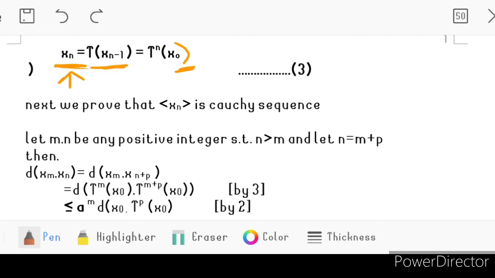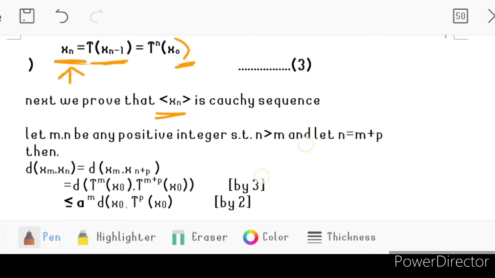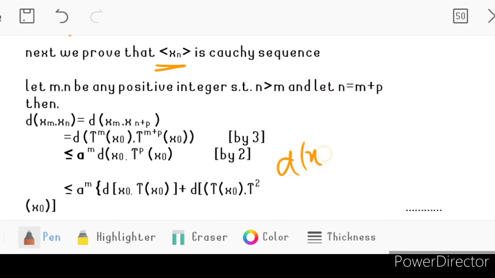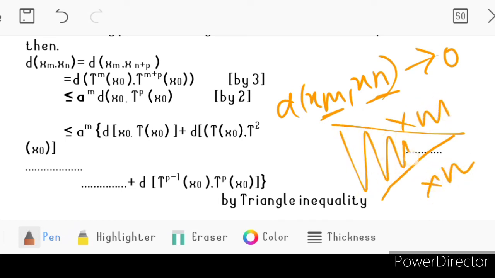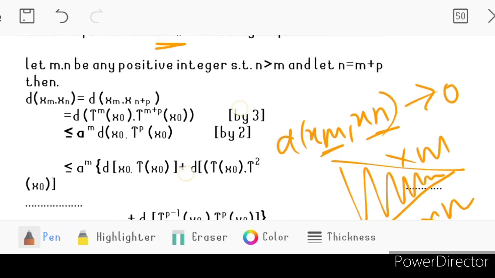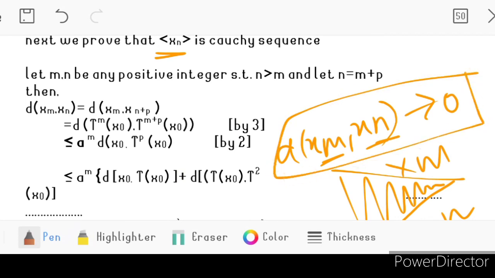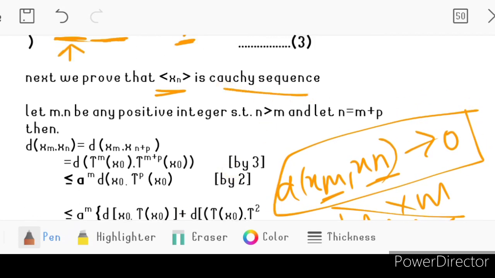Moving on further, next we prove that xn is a Cauchy sequence, and for that you have to prove that the distance between xm and xn is tending to 0, means the difference between the sequence terms xm and xn is getting smaller and smaller. Like if this is the xm term and this is the xn term, the distance between both of these is getting less and it is approaching 0. So we are going to prove this in order to prove that xn is a Cauchy sequence.